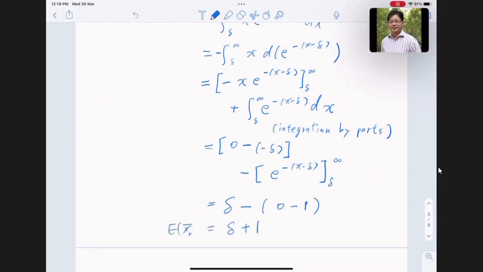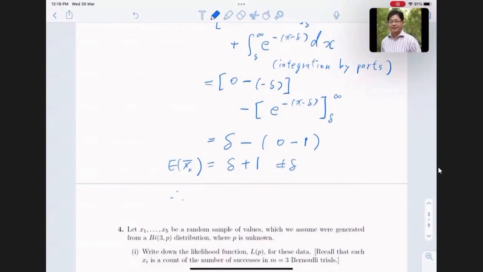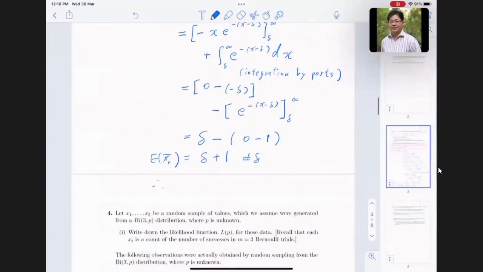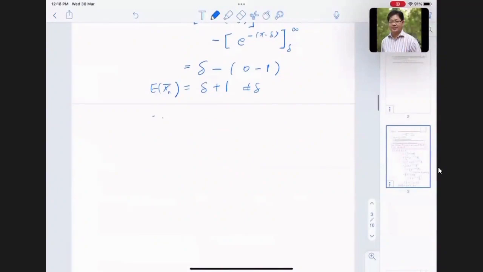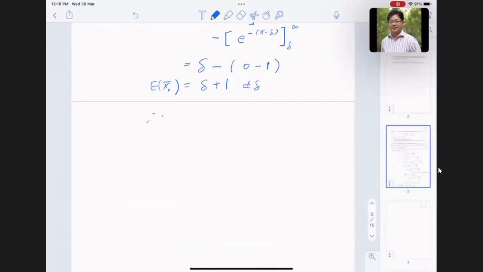So eventually, you will find that the expectation of the sample mean will be equal to the population mean, and the population mean is equal to delta plus 1. And it is not equal to delta. And therefore, Sn bar is biased for delta. It is not an unbiased estimator. So this is a general and typical step for how we prove an estimator is biased or unbiased. Okay? Any question?